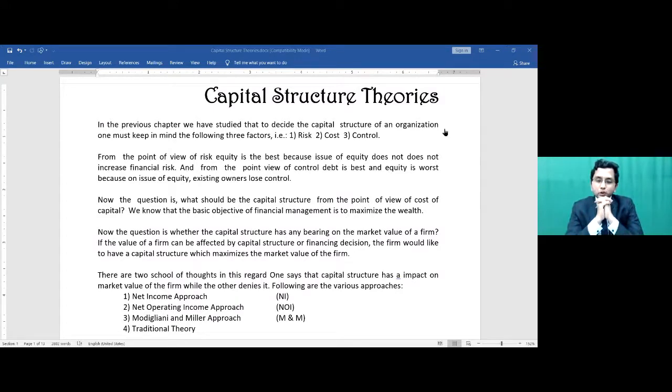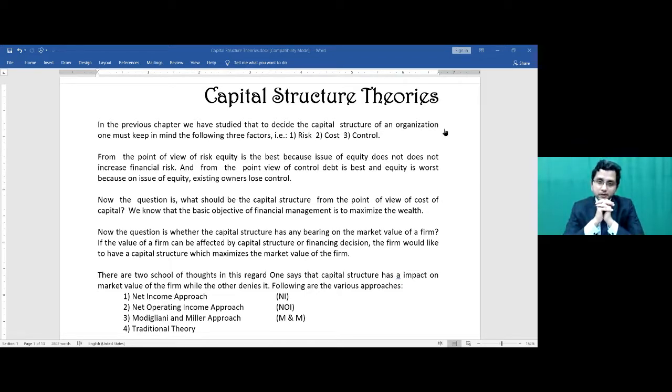One of the chapters you have already studied is cost of capital and capital structure decisions. If you try to recall it, there are three major factors which affect your capital structure decision. First factor is financial risk. Second factor is control. And third factor is cost. Let me remind you what capital structure is.